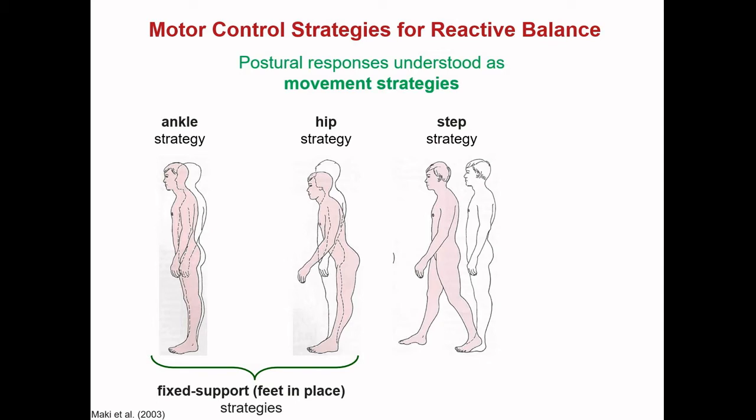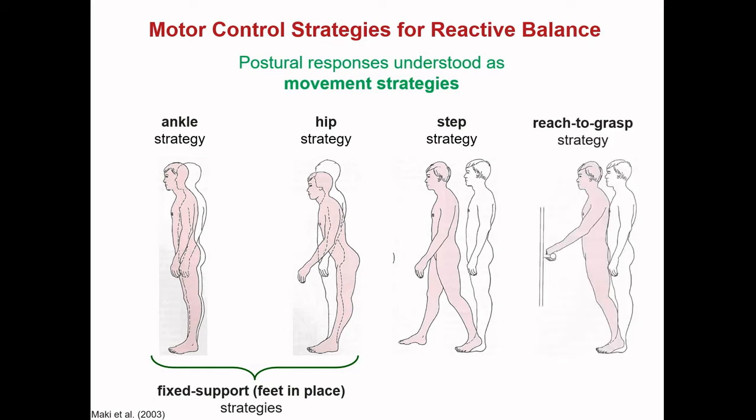Next, we see the step strategy. This strategy works by increasing the base of support in the direction in which balance is threatened. By taking a step forward, the base of support extends forward and therefore allows the center of pressure to extend much further forwards. Lastly, we have the reach-to-grasp strategy. By reaching forward and grabbing hold of part of the environment, a new point of physical contact with the environment is created. Just as with the step strategy, this increases the base of support. The step strategy and the reach-to-grasp strategy are both termed change in support strategies.